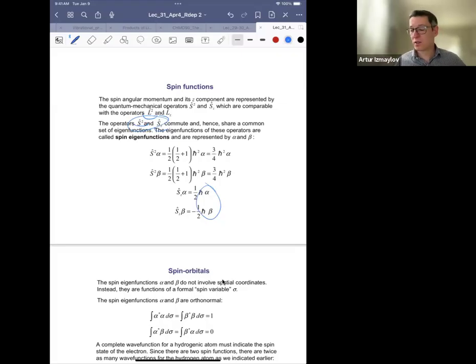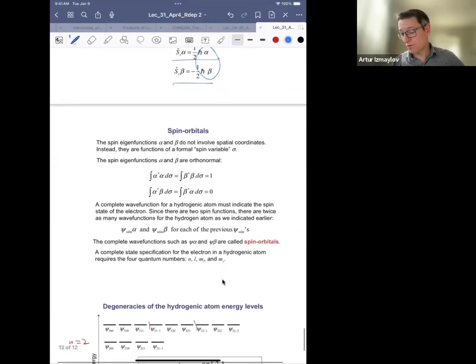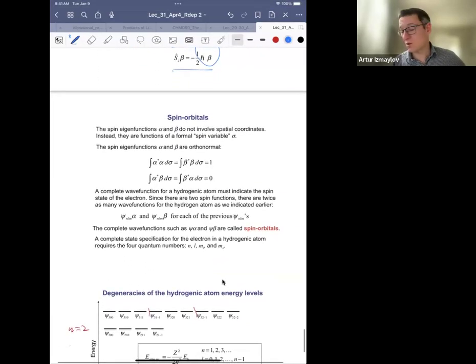They are orthogonal, and they have definitions that alpha is the eigenstate of S_Z with plus 1/2 and beta with minus 1/2. That's all you probably have seen many times in general chemistry, right? So on a quantum level, they are also orthogonal. So if you integrate over the spin variables, you get 1 between the same functions and 0 between different ones.